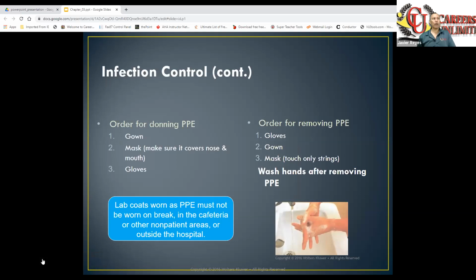You have to know how to put on your PPE. All right, and here's the order right there. You've seen it. To put it on, you put on your gown, your mask, and your gloves, assuming this is the only PPE that you're going to wear. Gown, mask, and gloves.